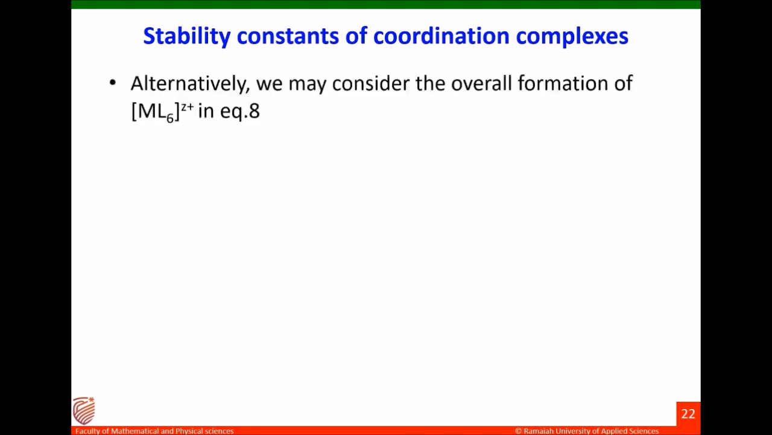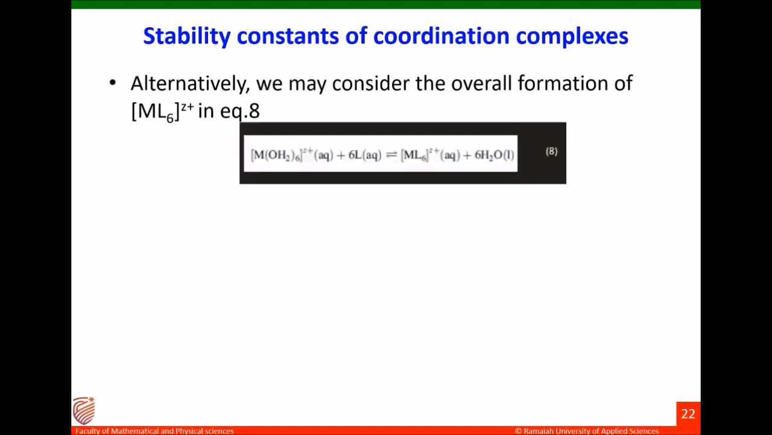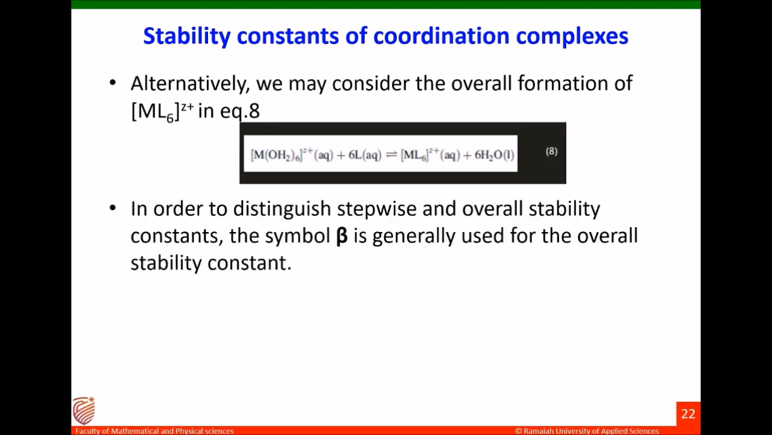Together, if you write all the 6 reactions as a single reaction, the reaction will be [M(OH2)6]^z+ + 6 ligand gives ML6^z+ + 6 H2O. Even though the reaction happens in steps, we can write the entire reaction using this equation. In order to distinguish stepwise and overall stability constants, the symbol beta is generally used for the overall stability constant. So the stepwise stability constants are K1, K2, K3, K4, K5, K6. The overall stability constant is represented as beta.